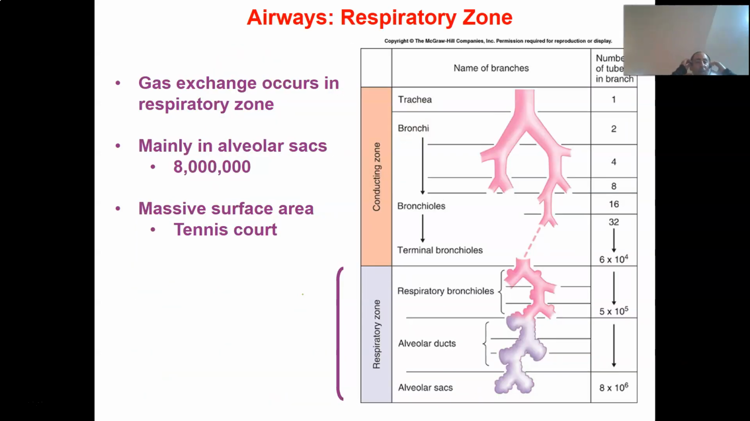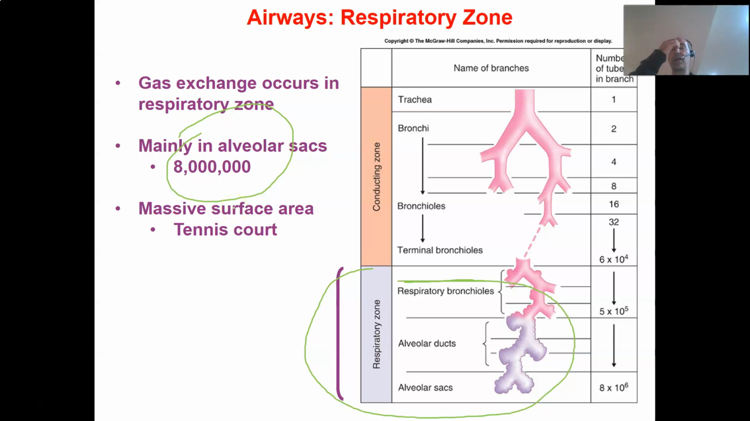Gas exchange occurs in the respiratory zone. Remember, the respiratory zone is located here, right? Mainly in alveolar sacs. There are about 8 million alveolar sacs. Massive surface area, again, like a tennis court. These numbers, if you go to Wikipedia, there's a range per lung of alveoli. I've read in other textbooks, some state that it's 8 million, some state that it's 10 million, some state that it's 15 million. It's probably all of those.